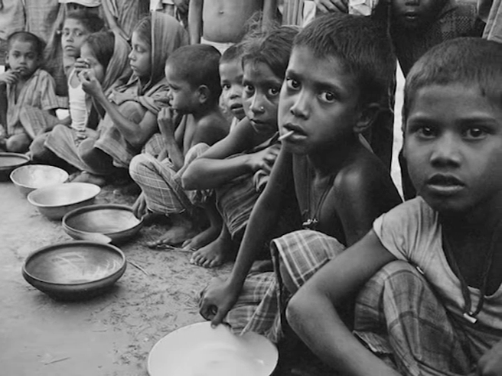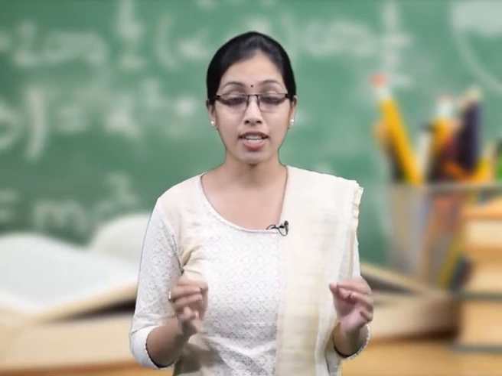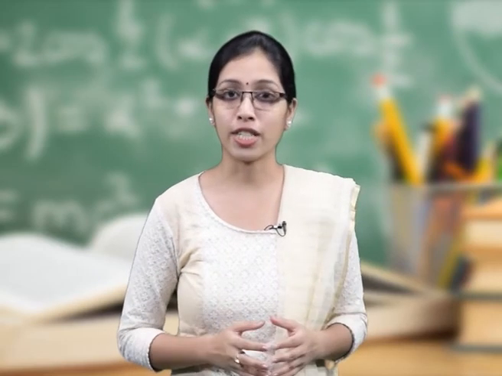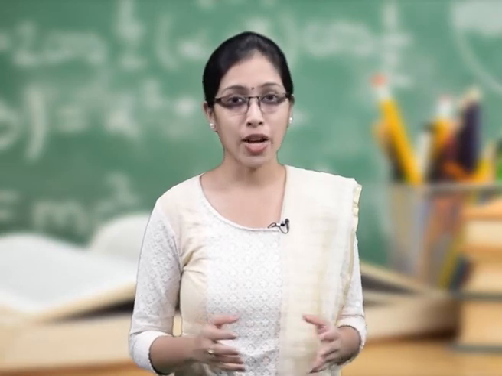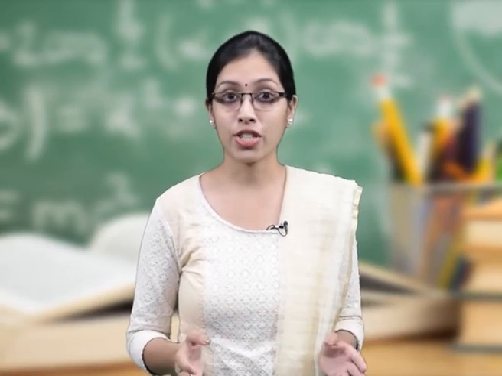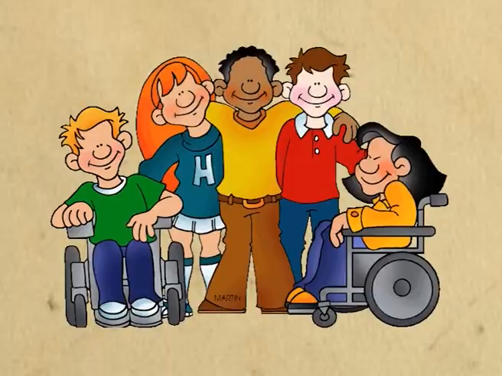There are, according to Lewis, 70 traits that characterize the culture of poverty. Examples are powerless feelings, unemployment, inability to defer gratification, lack of privacy, gregariousness, a predisposition to authoritarianism. Many of these traits inhibit the poor from adjusting to a success-oriented middle-class society and from having upward mobility in that society.